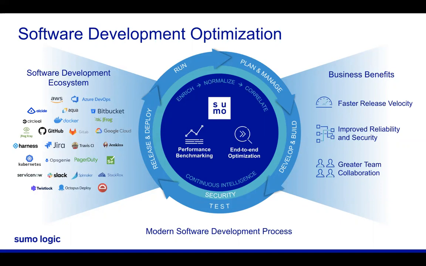So our goal is really to combine all of this data and compute the metrics to tell you what's going on. So faster release velocity, improved reliability and security, and improved team collaboration. And so we do this using these 3 kind of steps: enriching, normalizing, and correlating the data. So enriching with metadata about the specific application or team. So this is really about tagging.